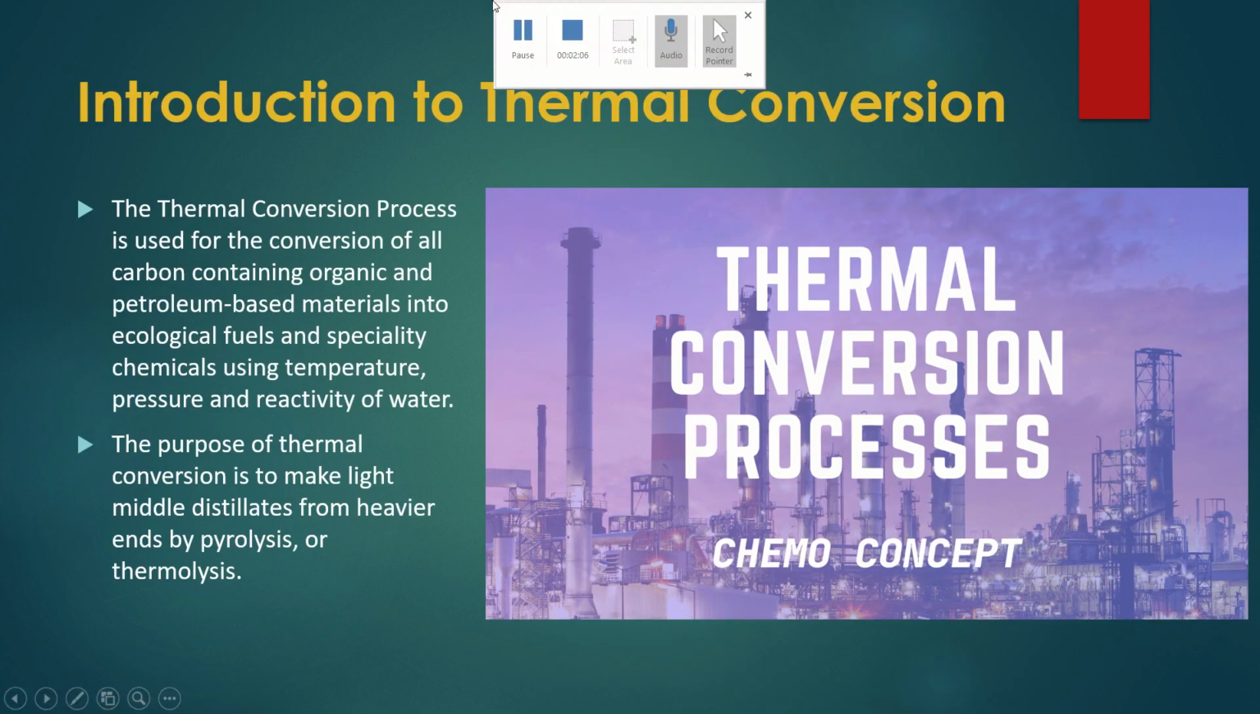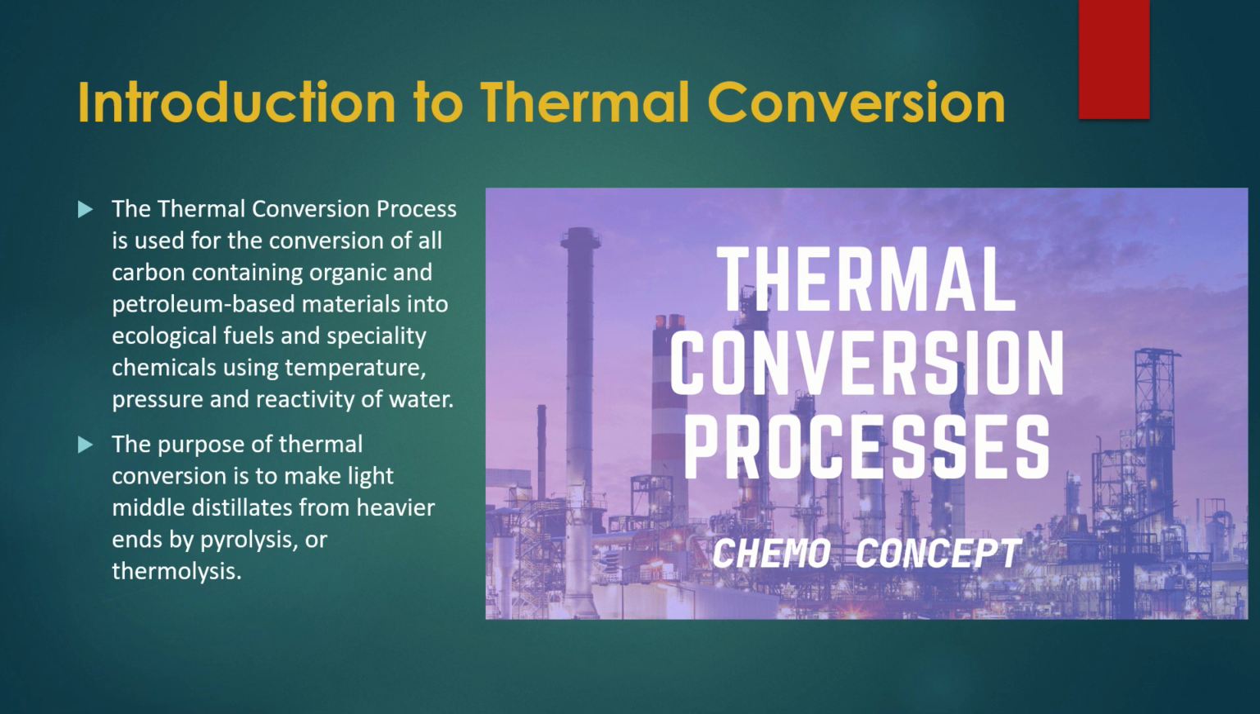So what is thermal conversion? The thermal conversion process is used for conversion of all carbon-containing organic and petroleum-based materials into ecological fuels and specialty chemicals using temperature, pressure and the reactivity of water. The purpose of thermal conversion is to make light and middle distillates from heavy ends by pyrolysis or thermolysis, which is sometimes termed thermal cracking.